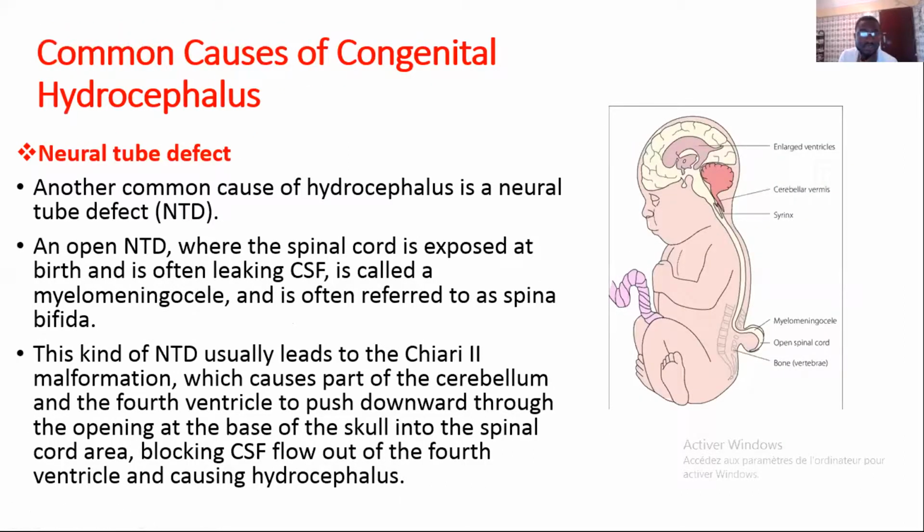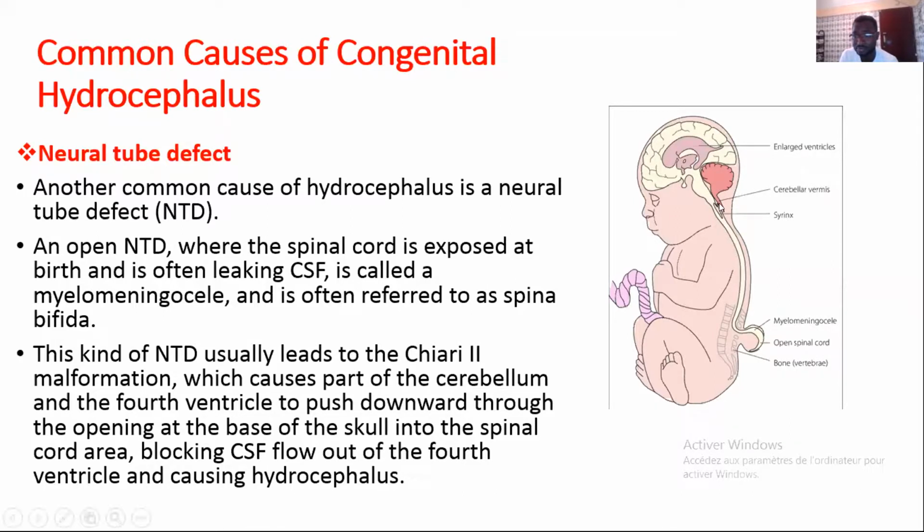A common cause of congenital hydrocephalus is neural tube defect. Another common cause is an opening where the spinal cord is exposed at birth and is often leaking CSF, called a myelomeningocele, often referred to as spina bifida. This kind of neural tube defect usually leads to the Chiari 2 malformation, which causes part of the cerebellum and the fourth ventricle to push downward through the opening at the base of the skull into the spinal cord area, blocking CSF flow out of the fourth ventricle and causing hydrocephalus.